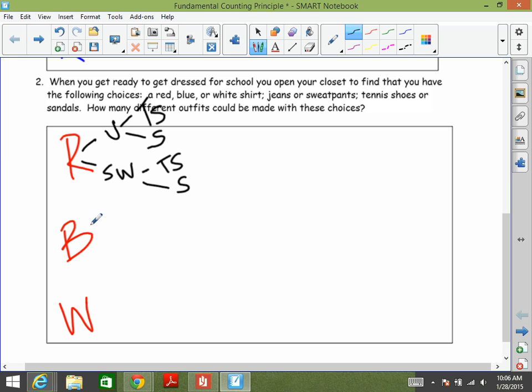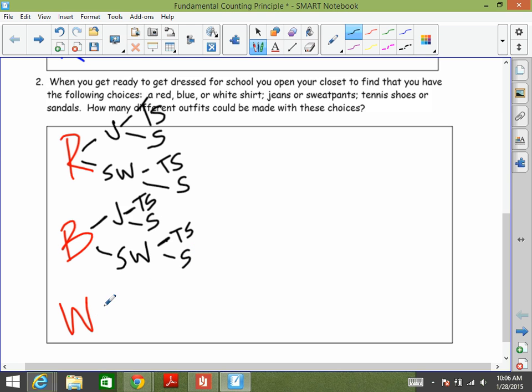Blue shirt. So we can have blue shirt with what? Jeans and sweatpants. Blue shirt, jeans, and tennis shoes or sandals. Blue shirt, sweatpants, and tennis shoes. Blue shirt, sweatpants, and sandals. Good. Okay, now white shirt.